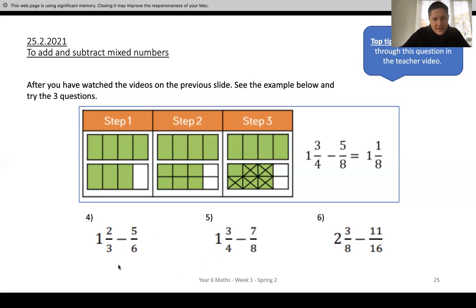This one here, 1 2/3, take away 5/6. Have a go, draw your bars, convert them, draw the conversion on there if you want to, and then take them away. Have a go at those 3.